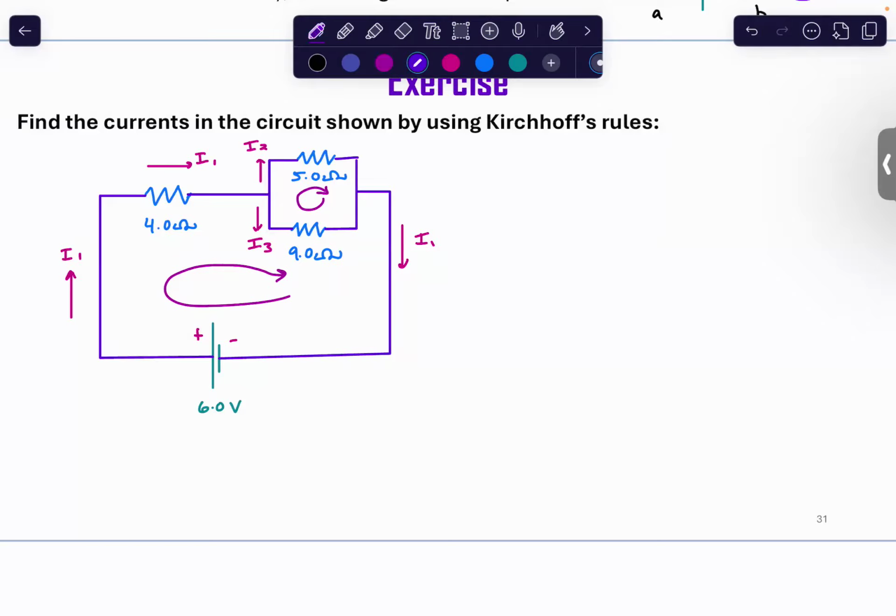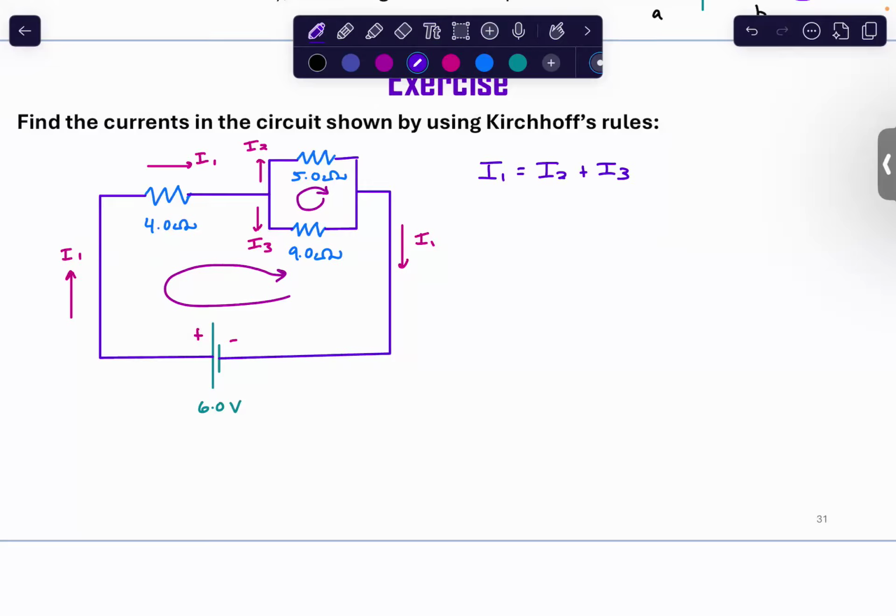Let's start thinking about this. We want to know the currents I1, I2, I3. So here's the way Kirchhoff's rules shape up. I have three things I do not know. It means I'm going to have to generate three equations to solve for the three unknowns. What is my first one? That's my first one.